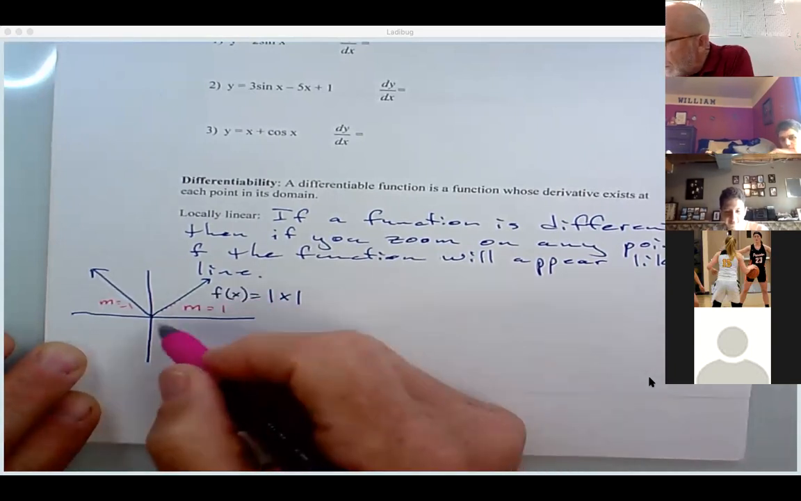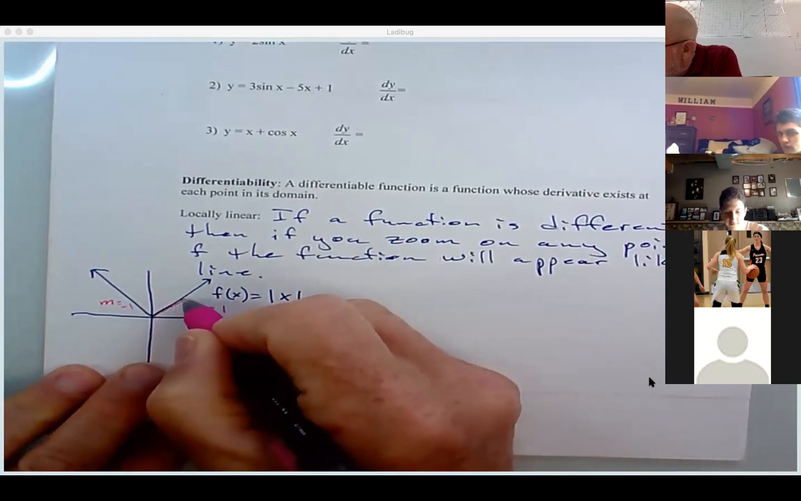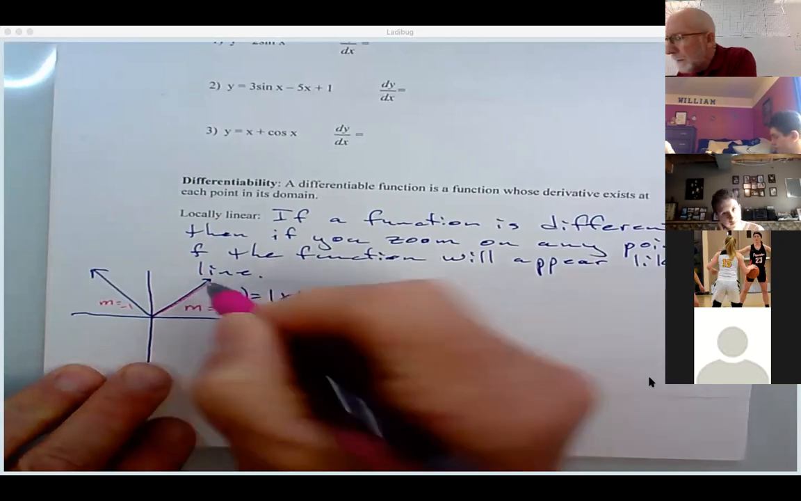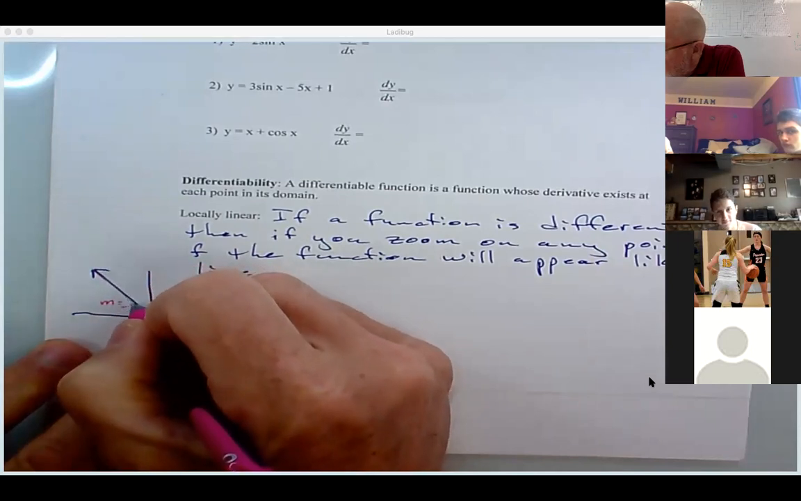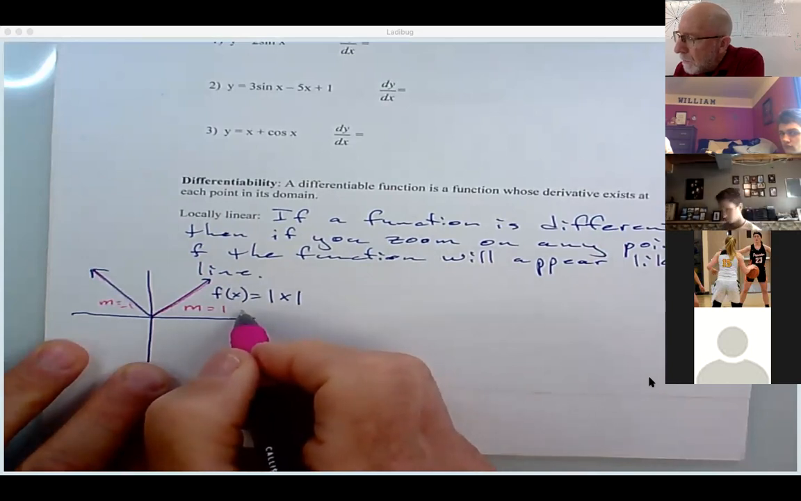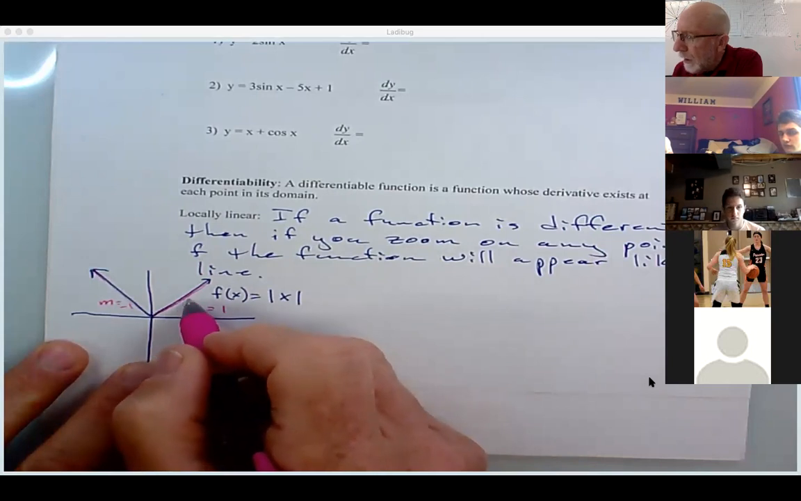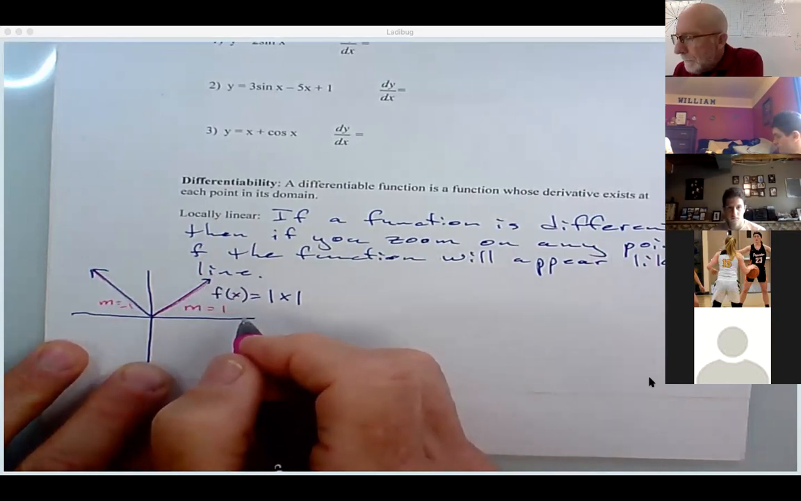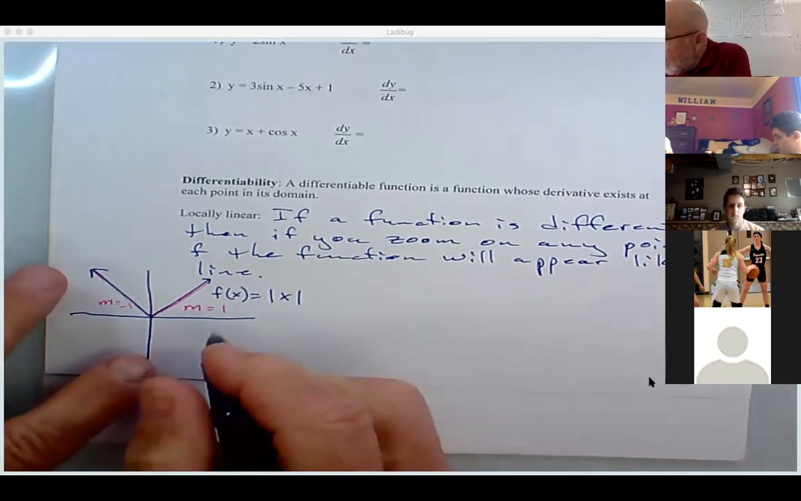Well, over here, the tangent line would have to coincide with that side of the graph. Would you agree, Sarah? Mm-hmm. The tangent line would have to coincide with this side of the graph, correct? Yeah. So the derivative of this side would have to be what? What's the slope of the tangent line on this side? Would it still be 1? Still would be 1.